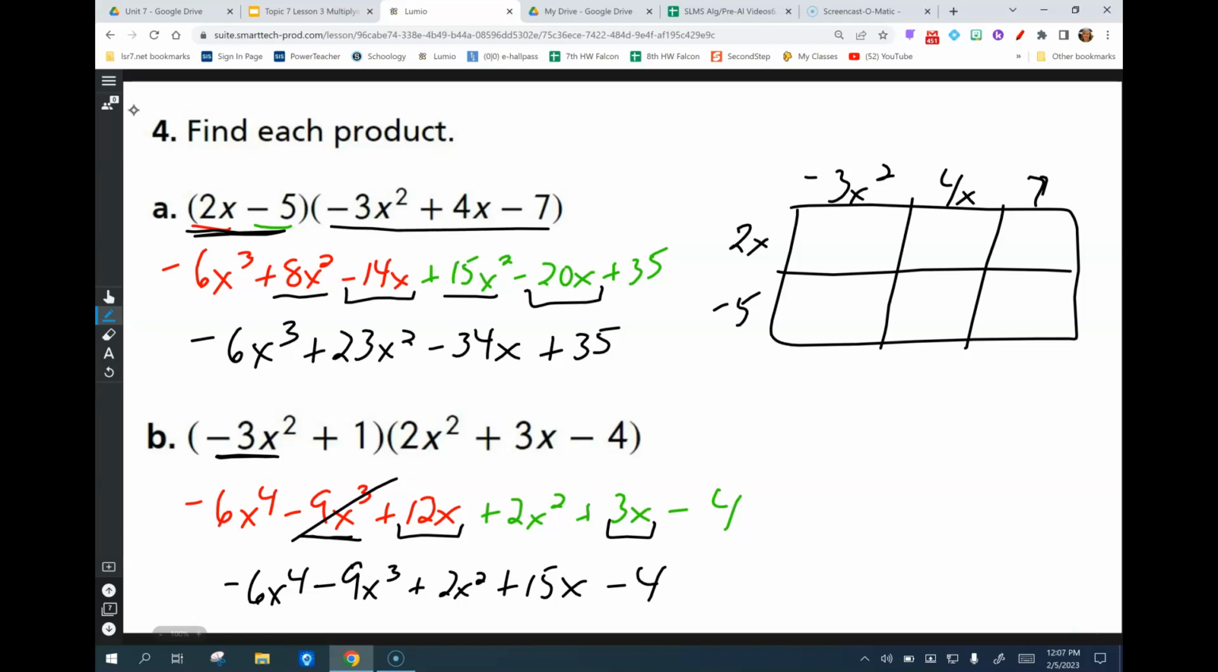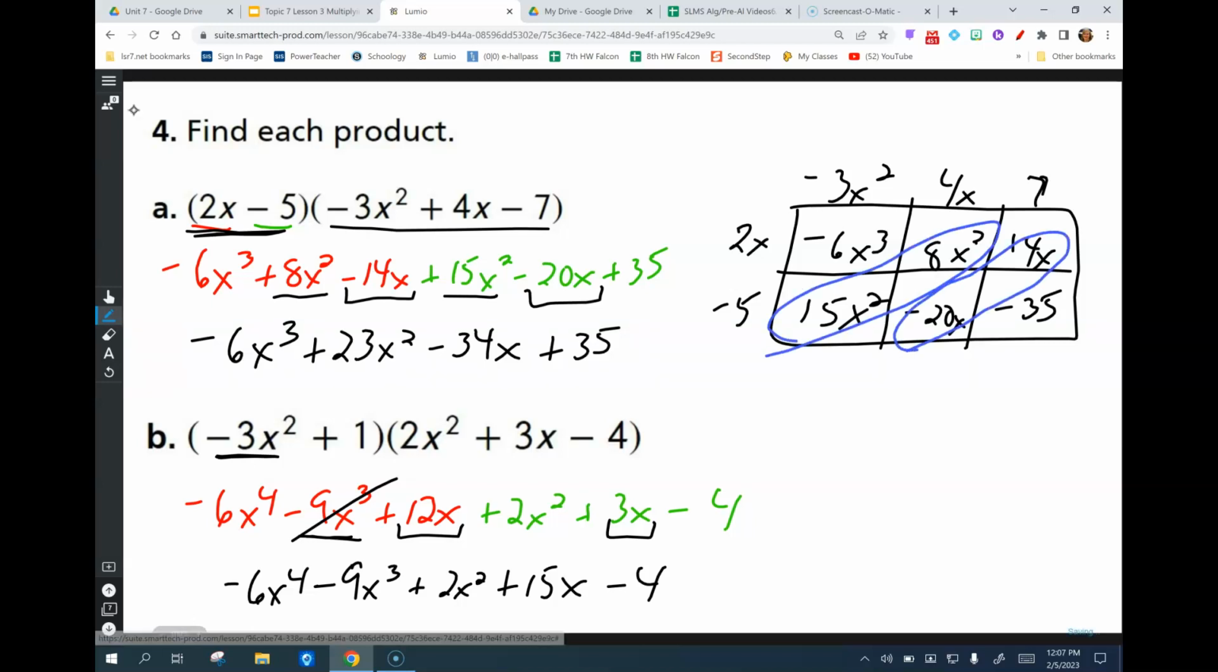Now, if you do the box on this one, again, you're going to get negative 6x cubed, 15x squared, 8x squared, negative 20x, 14x, and negative 35. And you'll see that what happens is your like terms are going to be diagonals from each other. And I'd like you again to pick the method you like best.